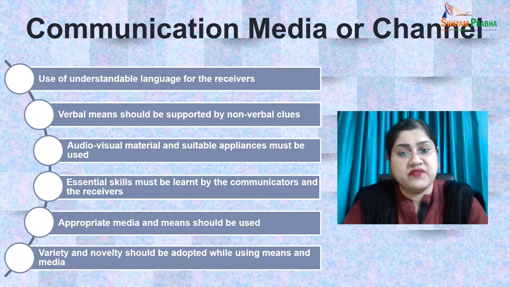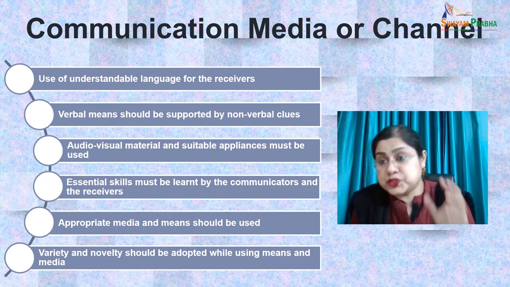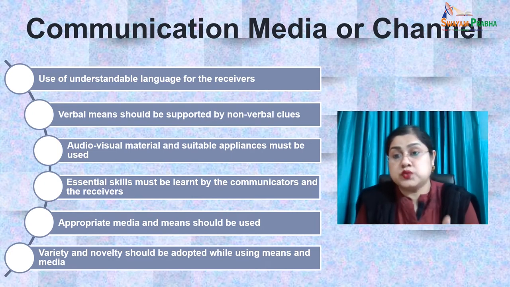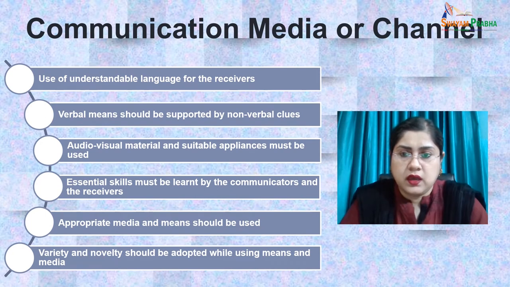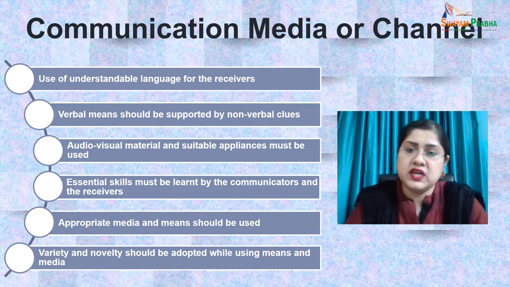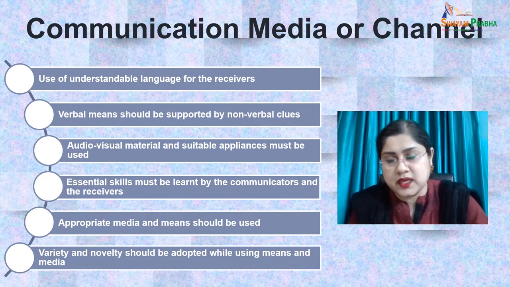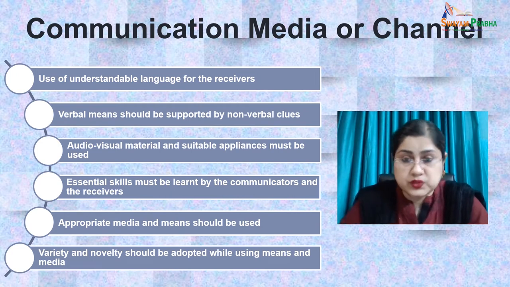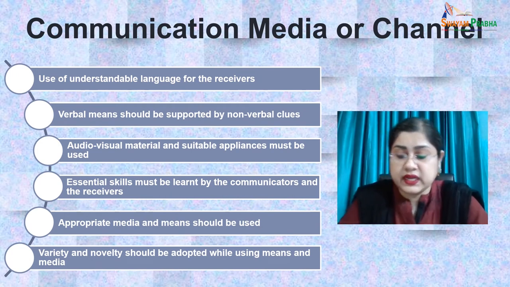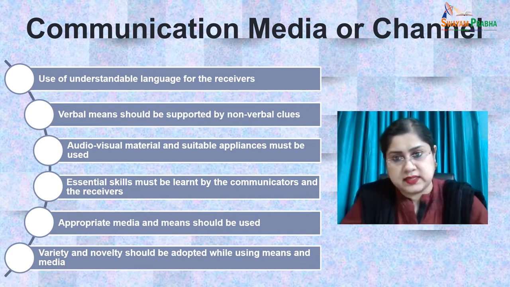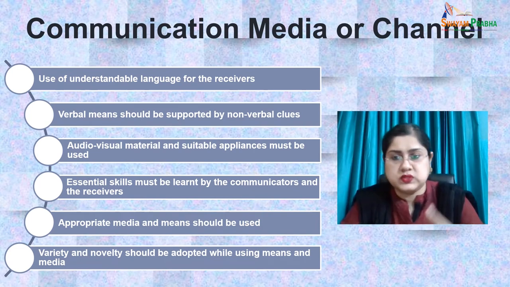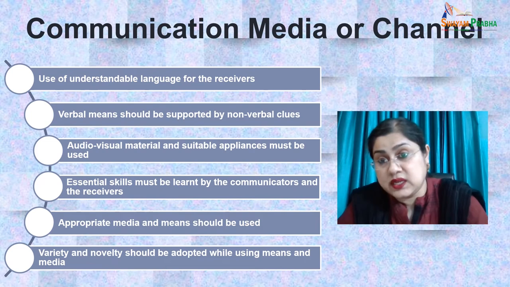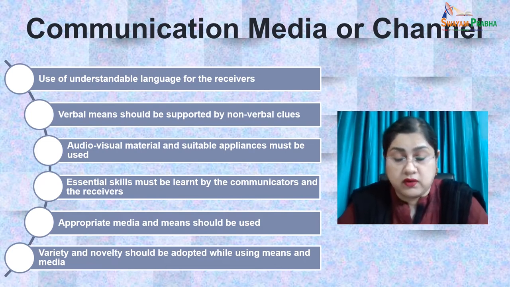Then, to reduce the ill effects of verbalisms, attempts should be made to make use of audio-visual aid material and appliances which are suitable to the very nature and timings of the communication. Verbalisms is basically that if we are talking a lot about a particular topic, it will be difficult to be understood by the students. But if we show them some analogies, some examples in the form of audio and visual material, it will be easier for them to understand. So that is why we say that in place of using a lot of verbal communication, we can show them some audio and visual aid or material which is suitable and which is available at the time of the communication.